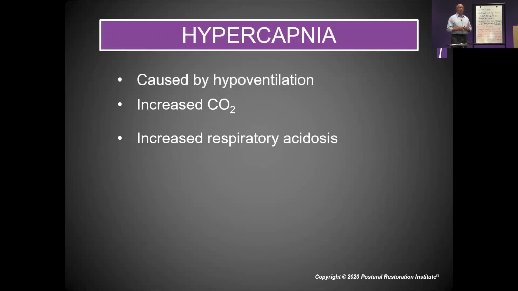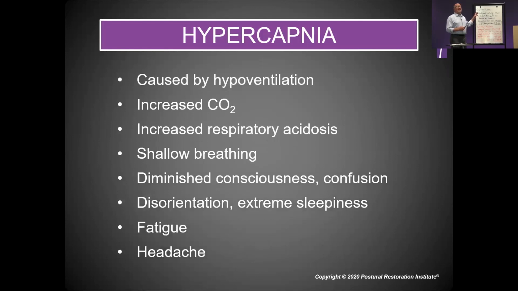Hypercapnia, especially when it's created initially by the right side of your body, that then can get to your system completely, followed by hypocapnia on the left side of the body, then get to your system completely over time, caused by hypoventilation in the beginning, increased CO2 in the beginning, increased respiratory acidosis in the beginning, shallow breathing in the beginning, diminished consciousness or confusion. People that come in there are very confused and can't remember what you told them before they even walk out the door.